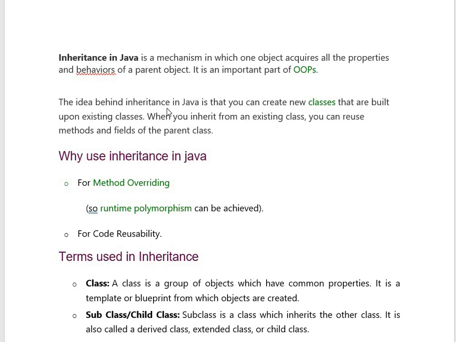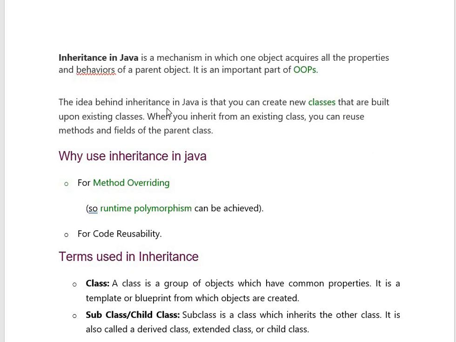Good morning. Today we are going to see about inheritance in Java. Inheritance is a mechanism in which one object acquires all the properties and behaviors of a parent object. It is a very important part of the OOPS concept.